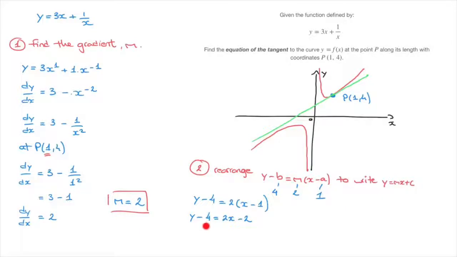And finally, adding 4 to each side of this equation leaves us with y equals 2x minus 2 plus 4. And so the equation of the tangent to the curve at this point P is y equals 2x plus 2. And that's the final answer. We've just found this tangent's equation. And that's it for this tutorial.